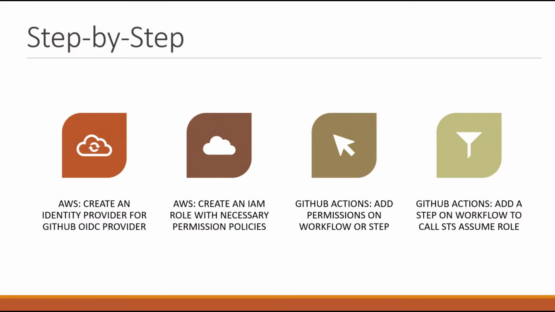Today's video, I'm going to show how to connect your GitHub Actions to your AWS account. The first step is to create an identity provider for GitHub using OpenID Connect. Next, we'll create a role with necessary permissions to perform our actions. If you'd like a video explaining OpenID Connect and OAuth, just let me know in the comments.